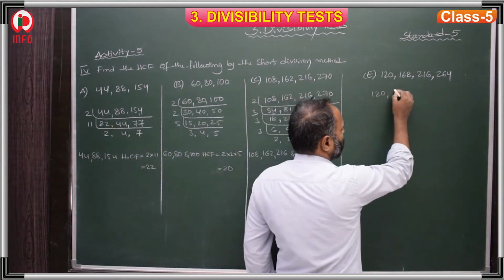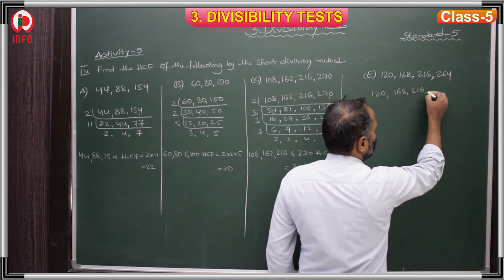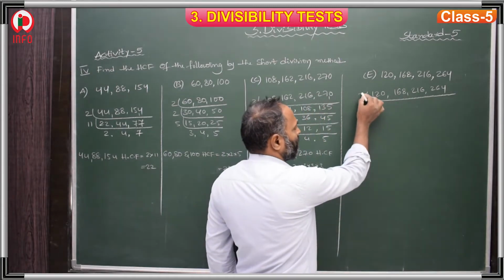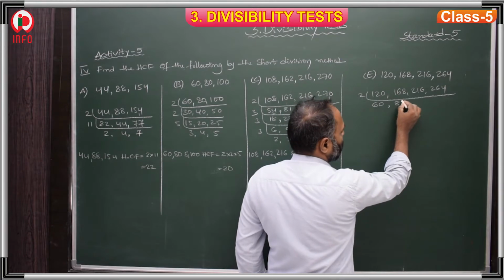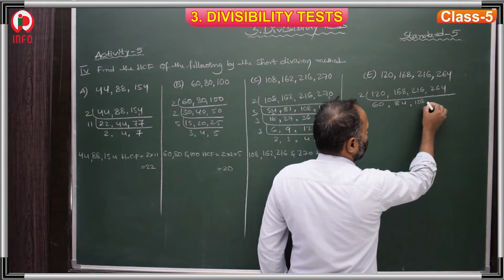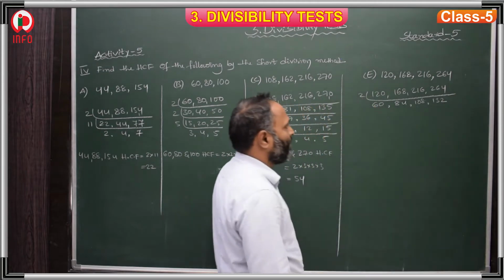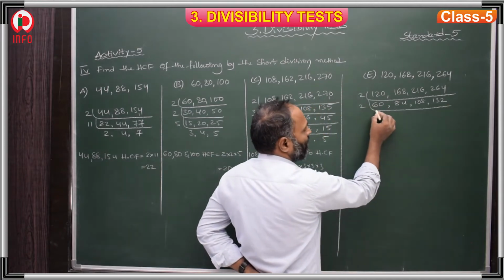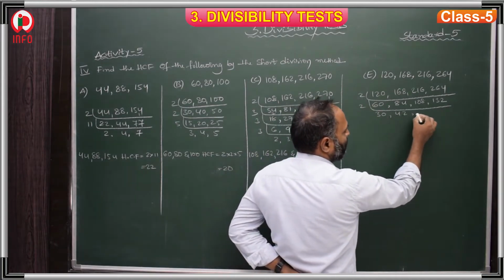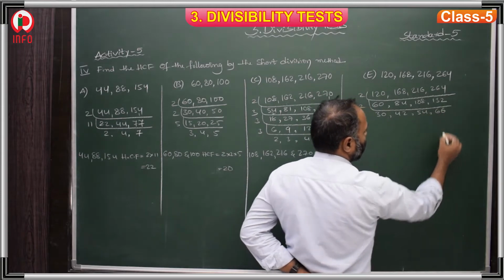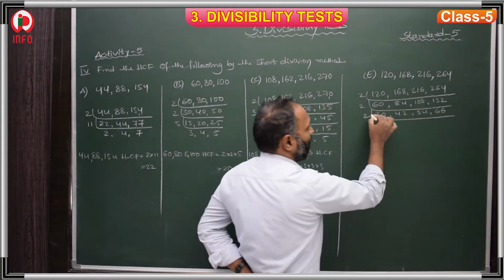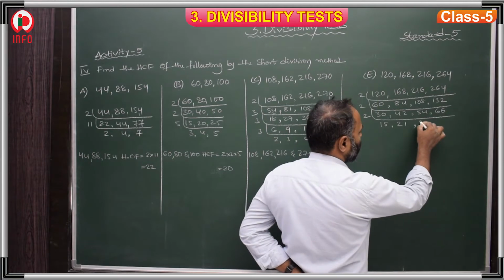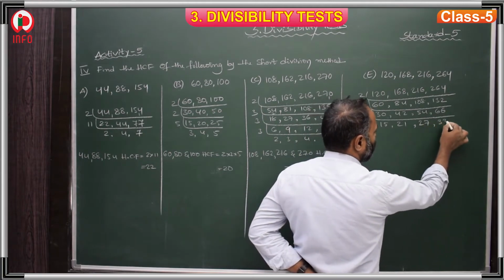Now 120, 168, 216, 264. Now we divide by 2. 2 60s are 120, 2 84s are 168, 2 108s are 216, 2 132s are 264. Again we take 2 because all these are even numbers. 2 30s are 60, 2 42s are 84, 2 54s are 108, 2 66s are 132. Again all are even numbers, so we take 2 again. 2 15s are 30, 2 21s are 42, 2 27s are 54, 2 33s are 66.